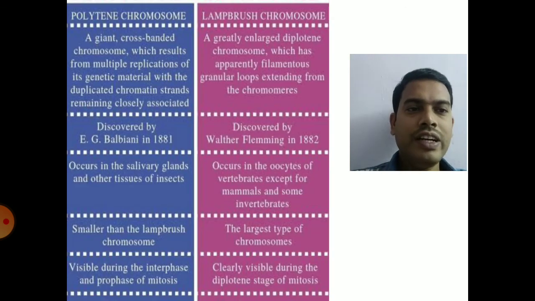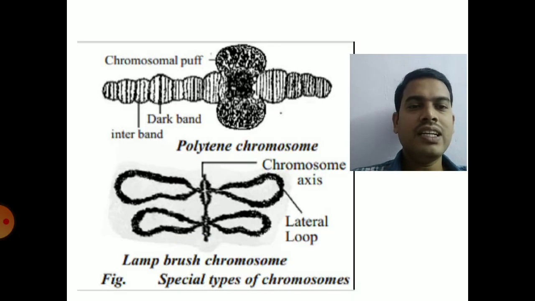While coming to the differences between polytene and lampbrush chromosomes, you can clearly see on the top a giant cross-banded chromosome which results from multiple replications of genetic material with duplicated chromatin strands remaining closely associated. In lampbrush, a greatly enlarged diploid chromosome has filamentous granulous loops extending from the chromomeres. You can see the structure clearly here, which is mentioned in the differences.